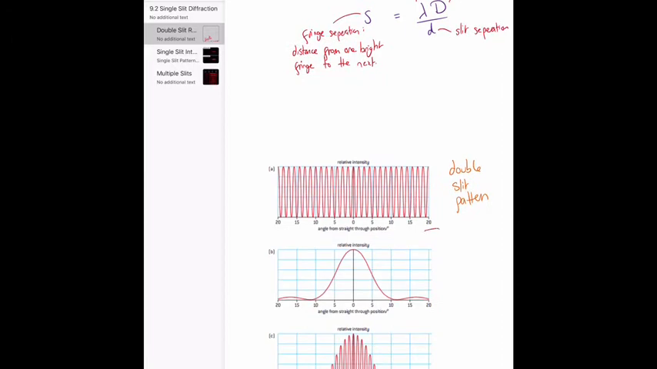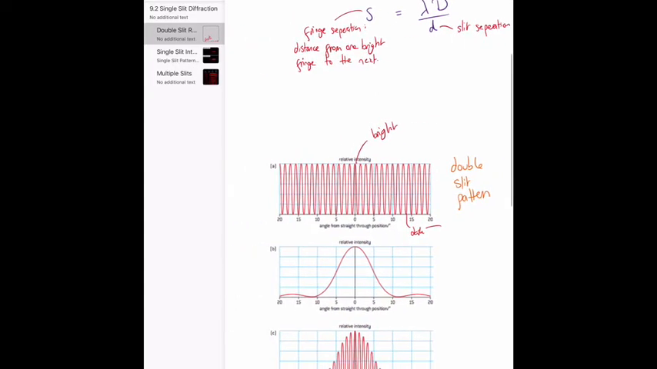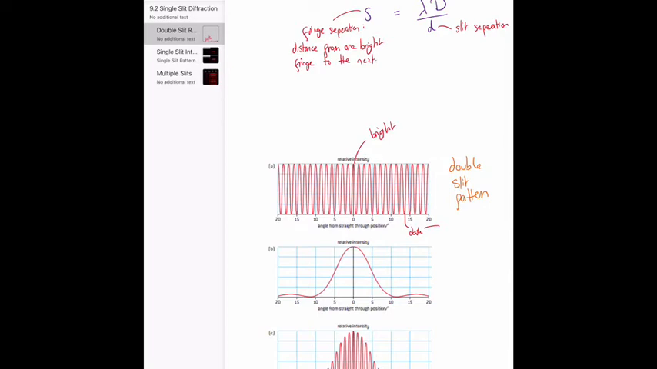So we've got the angle on the x-axis, and on the y-axis we've got the relative intensity. When we've got high relative intensity, that's going to be a bright fringe, and when it's down at 0, that's going to be a dark fringe. So we've got these alternating bands of bright and dark fringes. What we get, however, is we still get an interference pattern when we have a single slit.